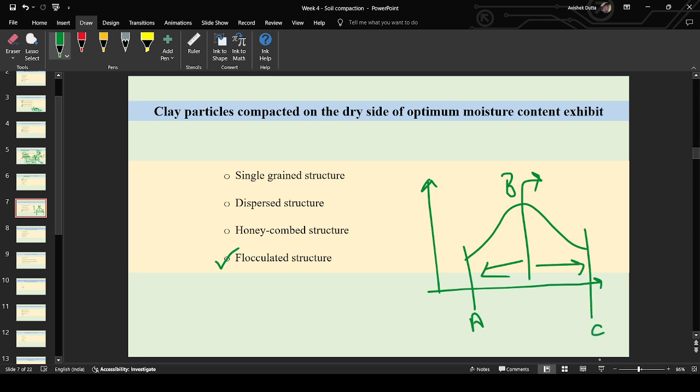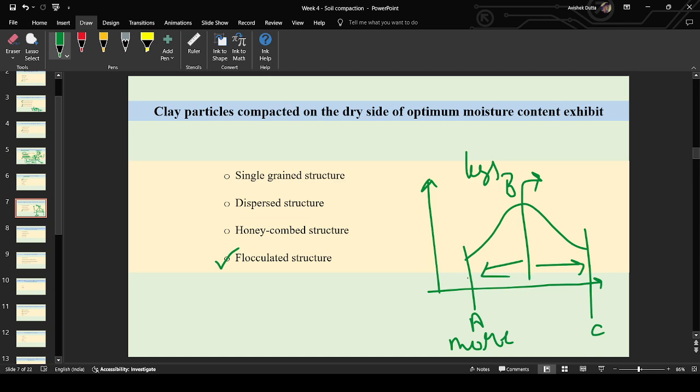Now compare A and B. A is normally called more flocculated. At B, it is called less flocculated. I have seen this, but I don't know which book. Now, C is called dispersed. But at B, can we use any alternative word for dispersed, like less dispersed or more dispersed or something?